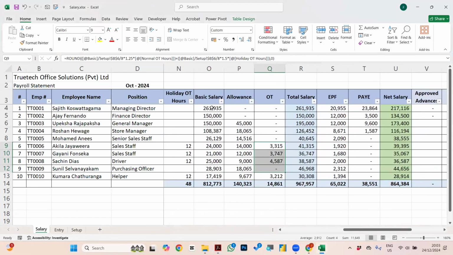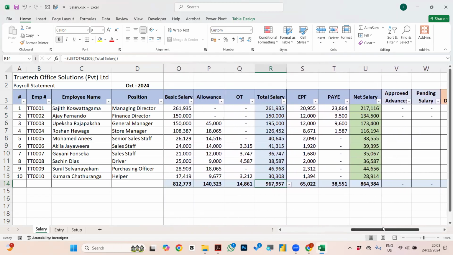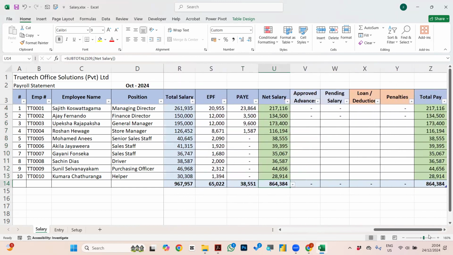Now, here we have basic salary, allowance, OT, and total salary. Their total salary will be here. From this total salary, we're going to deduct EPF, which is 8%, and PAYE, which depends on the salary. We're going to deduct these two and pay them to the government. So the net salary we are going to pay them by cash is 864,000. From this 864,000, if they have taken a loan or anything, we are going to deduct it.